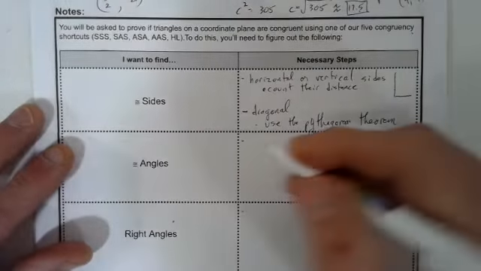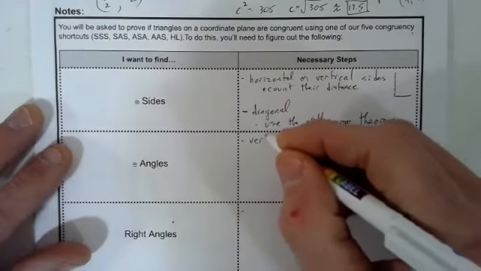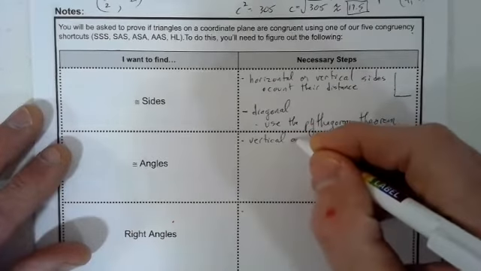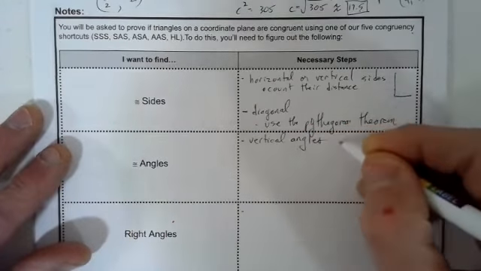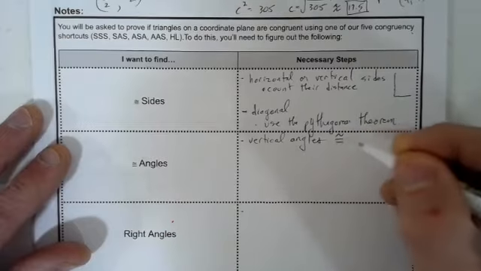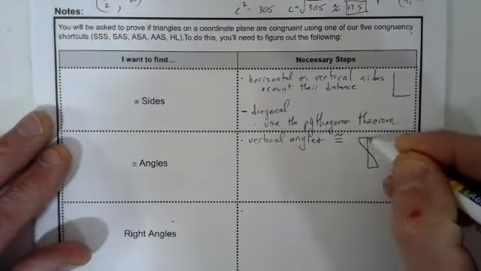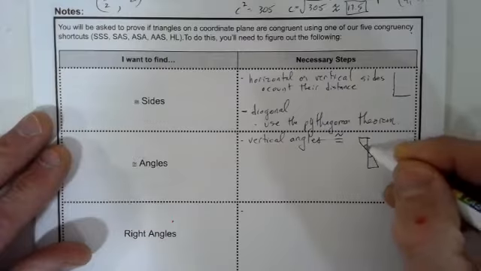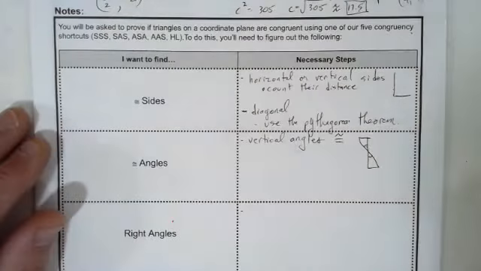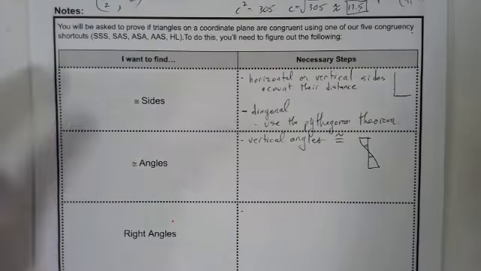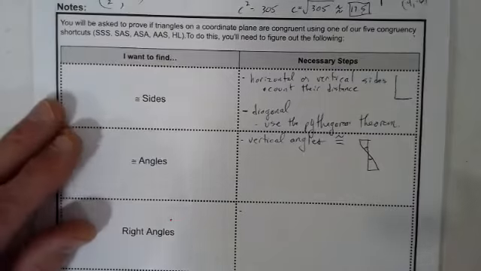Now with angles, one way to do it is to look for vertical angles. Remember that vertical angles are always congruent. If we have a triangle and a triangle, these are going to be our vertical angles on either side of that vertex, and they're going to be congruent to each other. So we know that they're going to match up.